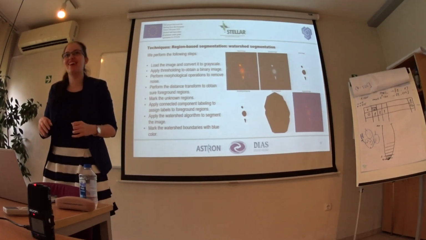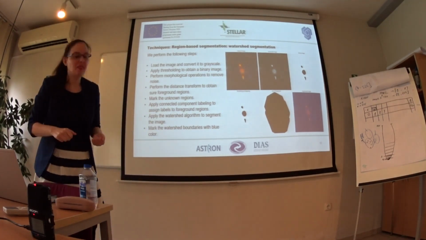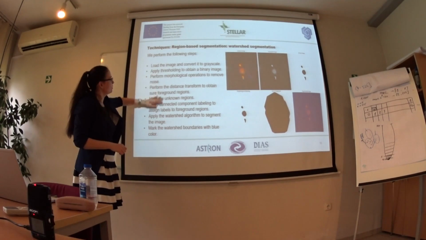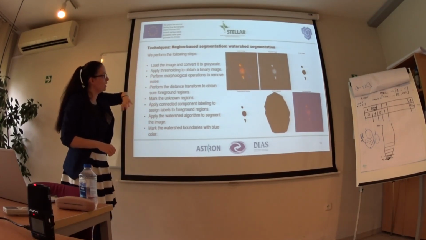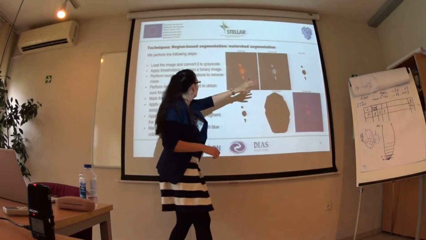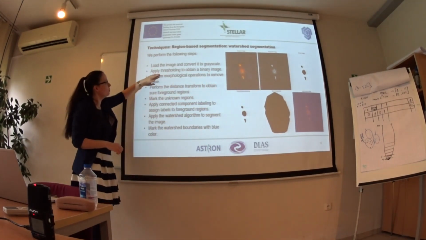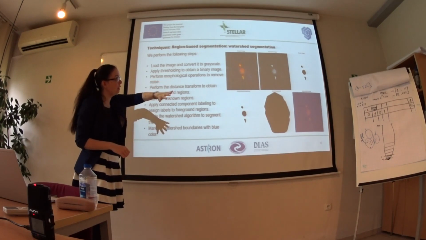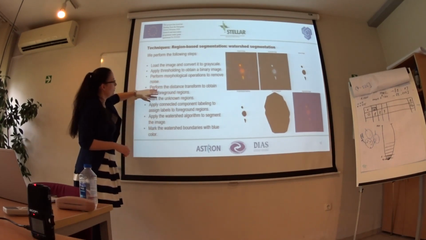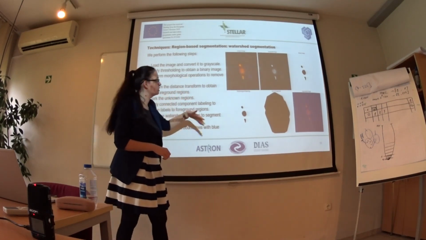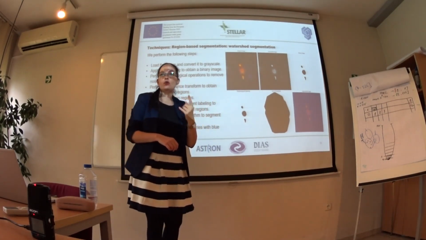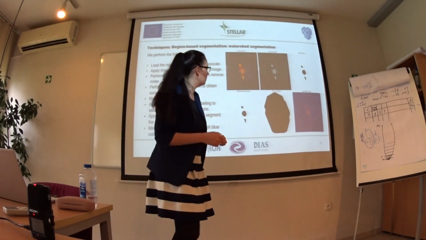Okay, it works. Those are the steps. First, we load the image and convert it to grayscale. After that, we apply thresholding to obtain the binary image. We can try some morphological operations to remove the noise. In this case, the noise will be single.